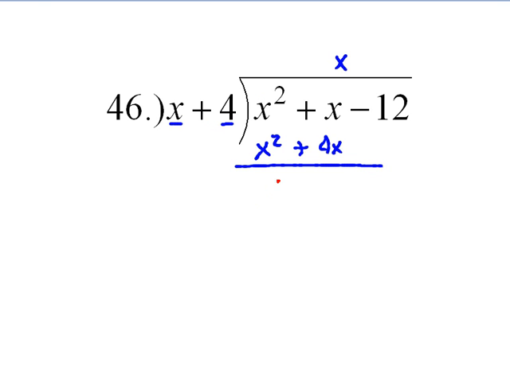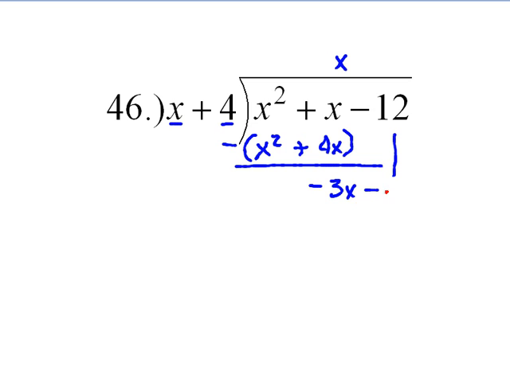Okay, remember when we do this, we need to subtract the second line. So I put parentheses around it so that I remember to change the signs inside the parentheses. So we have x squared minus x squared, cancels each other out. We have x minus 4x becomes negative 3x.